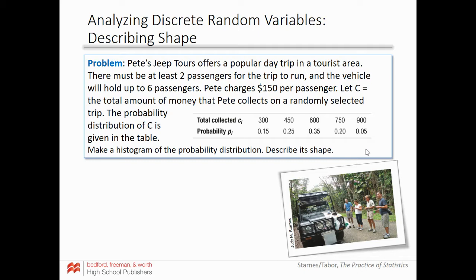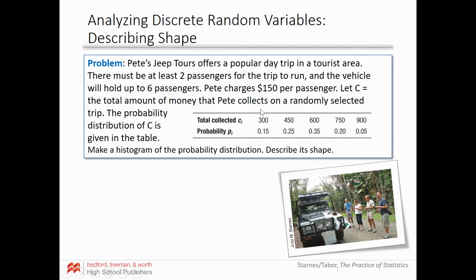So this is why C is really important. It's super important that you clearly label what your variable is. C equals the total amount of money that Pete collects. The number of passengers could have been a different variable, right? That would be 2, 3, 4, 5, or 6. But that's not what we're counting. We're counting the amount of money collected.